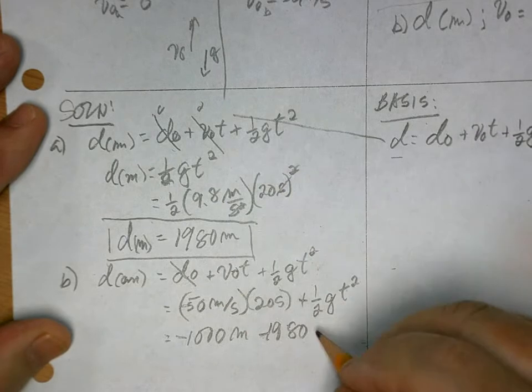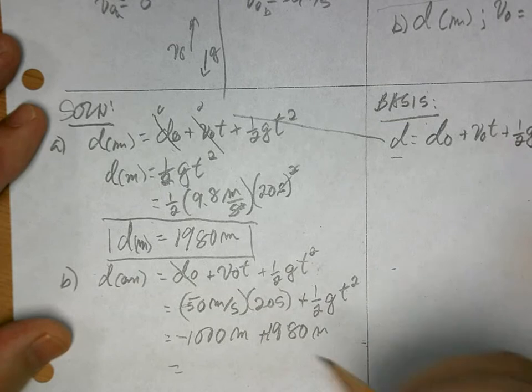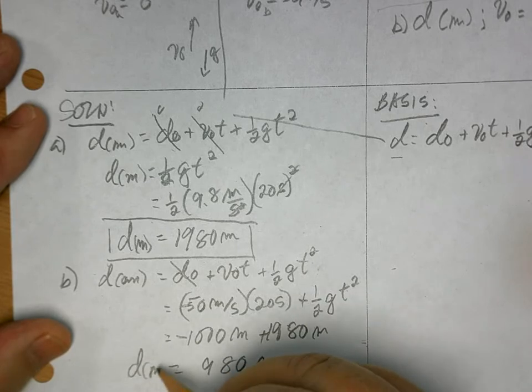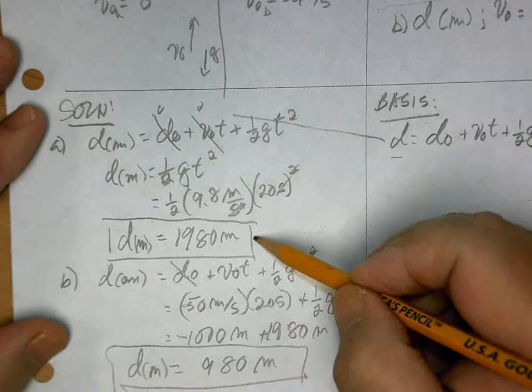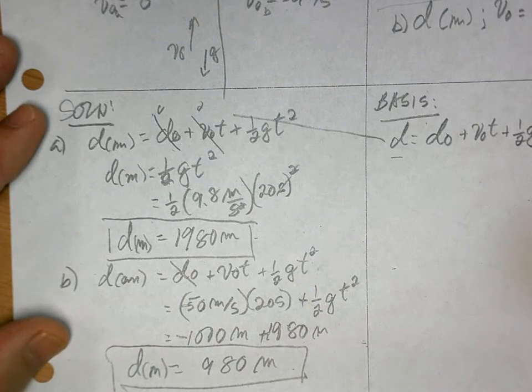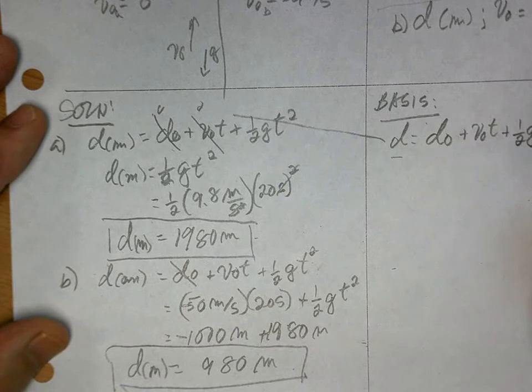Right? Because that's 20. Okay. Meters. And then you have this is plus, this is 980 meters. Okay, here is where you have to think about your answer. Is that correct that when you just drop it from rest, it falls further than if it were going up? Yes. Right?